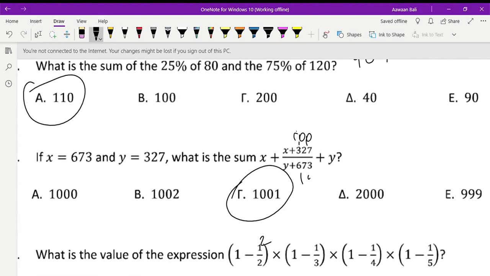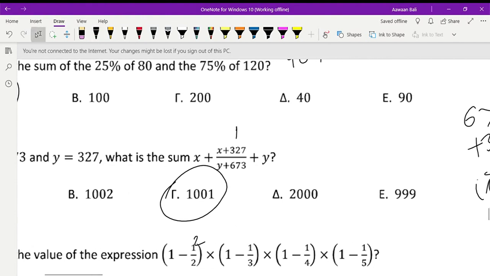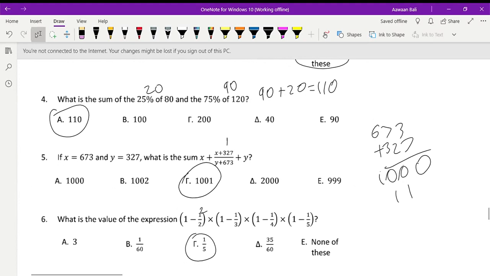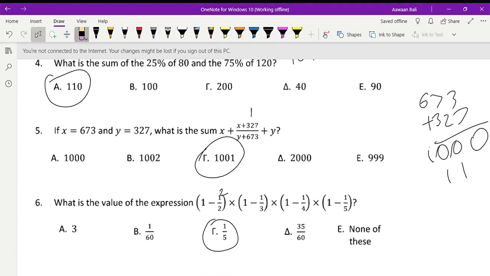this is 1,000. You could have already worked out that these will be the same sum, because 673 is this and 327 is this, so they cancel out with each other. You're not actually canceling them out, you're just dividing 1,000 by 1,000, which is 1, so your answer is 1. And now x plus y is 1,000, so 1,000 plus 1 is 1,001, therefore your answer is gamma.